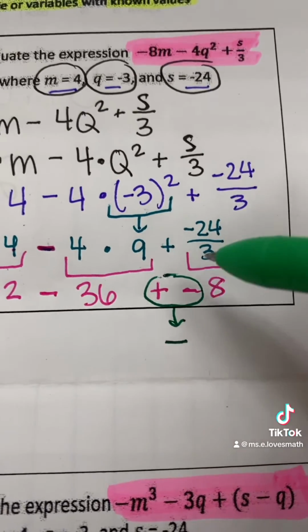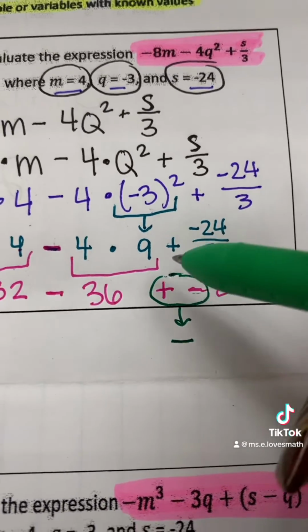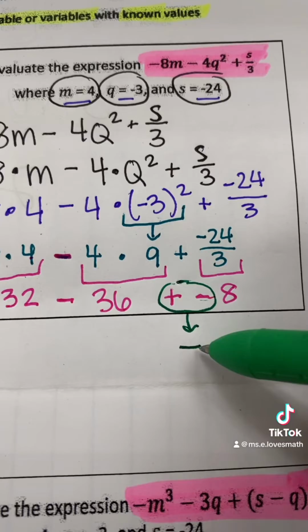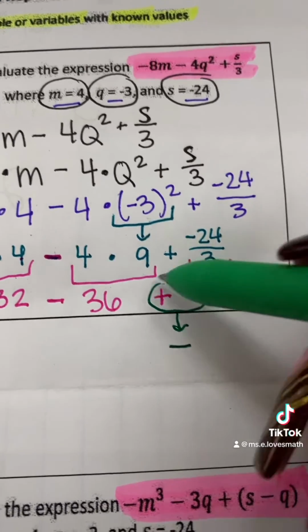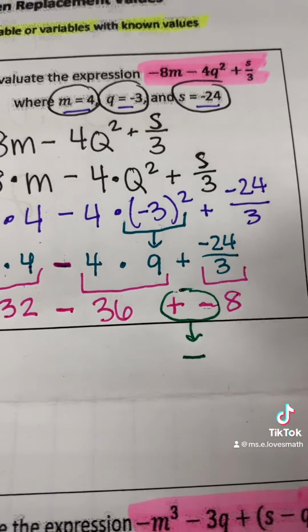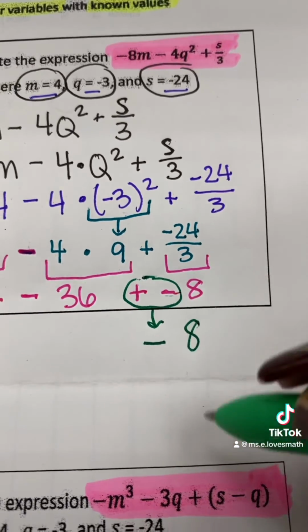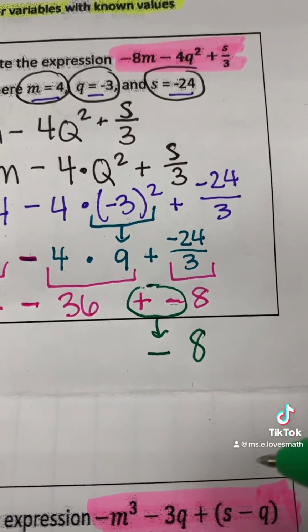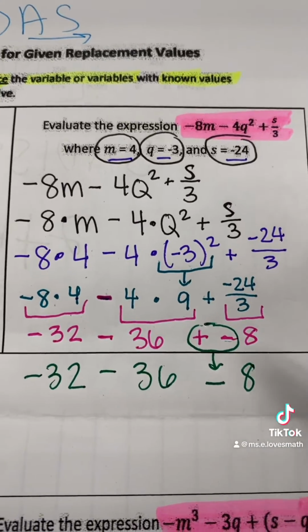In algebra, we don't like to see two signs next to each other. Adding a negative is the same thing as subtracting or having a negative. So I call this an uh-oh. Anytime we have an uh-oh, we turn it into a negative or a minus. So adding a negative 8 is the same thing as subtracting 8. Then we bring down the rest of the expression.